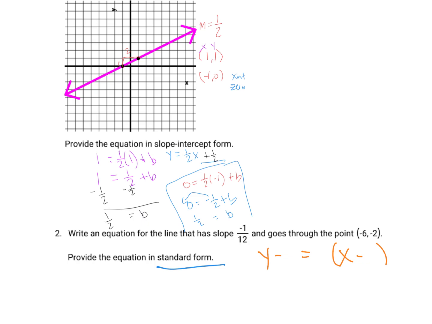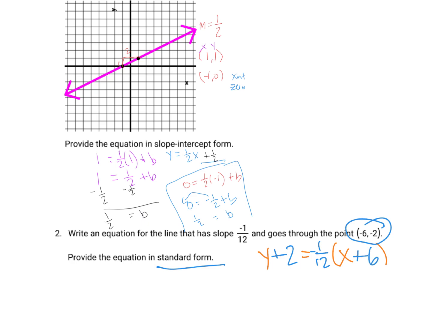Okay, go ahead and plug it in. So, since we're putting both negative numbers, what happens to my two signs? They're both positive. Okay, and I've got my negative 1/12 for my m. So what's my y value? 6 or 2? 2. And then x is 6.